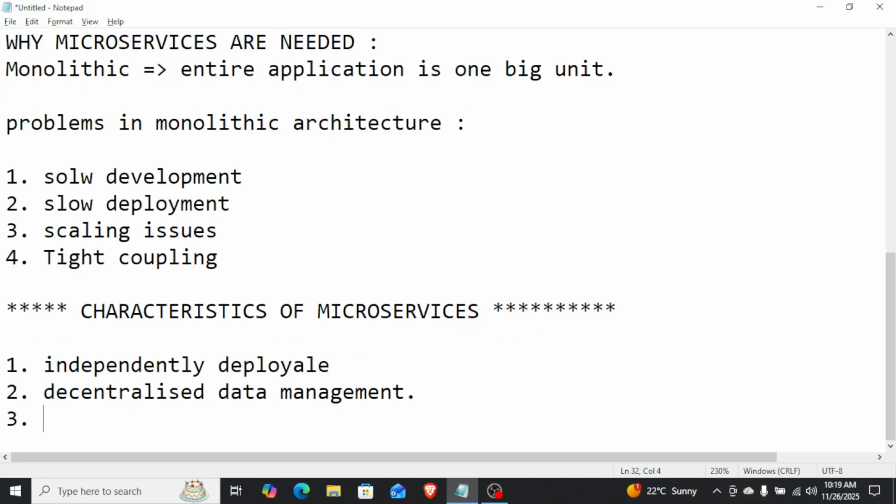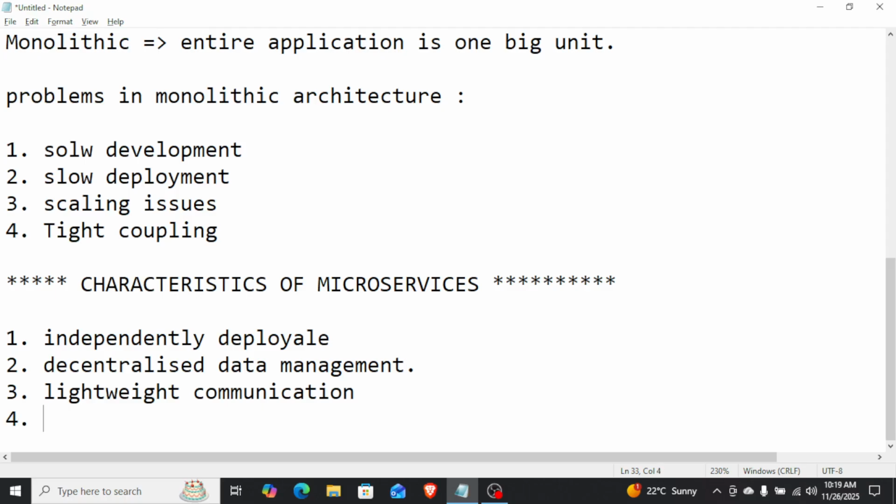The other one is lightweight communication. The fourth one is scalable at component level. For example, order service does not need to know how payment service stores data. They only communicate via API calls.